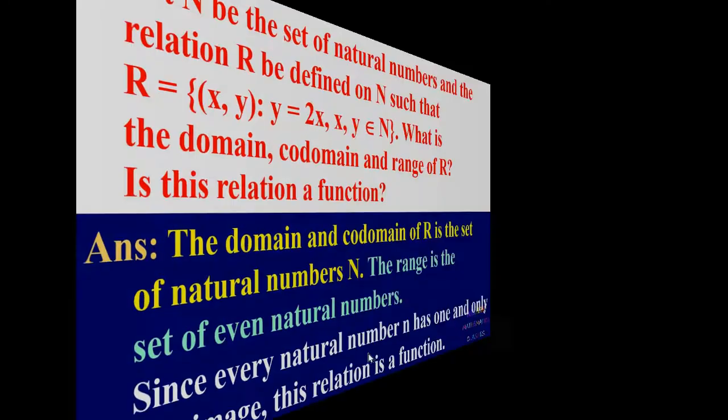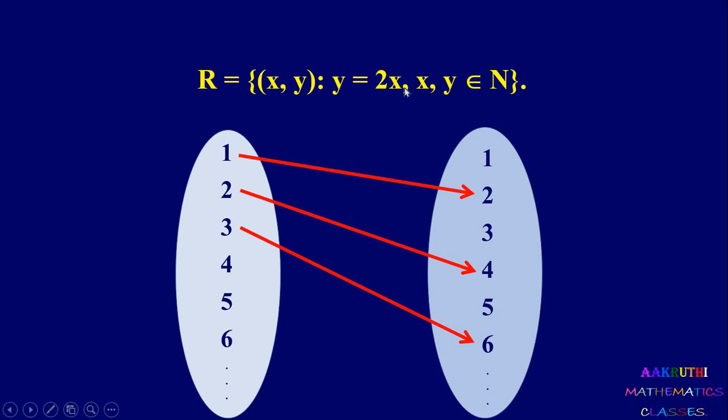So we see the diagrammatic representation. Here it is given y equal to 2x, x and y belongs to N. We can take the first set 1, 2, 3, 4, 5, 6, and the second set is also natural numbers 1, 2, 3, 4, 5, 6. When x equal to 1, we get y equal to 2, that is 1 is related to 2. When x equal to 2, we get y equal to 4, that is 2 is related to 4. When x equal to 3, we get 2 into 3, 6, that is 3 is related to 6. Since every element is related with a unique element, this relation is a function.